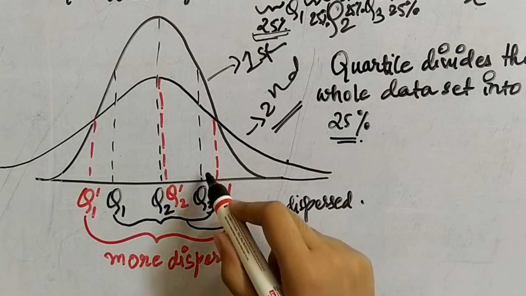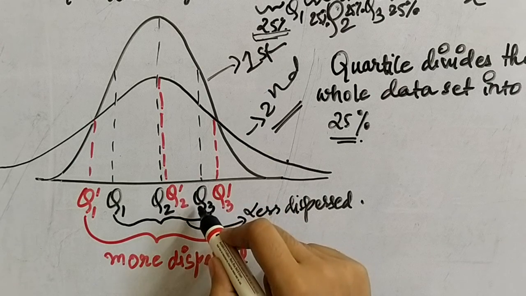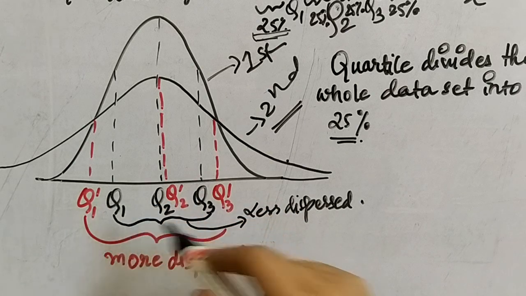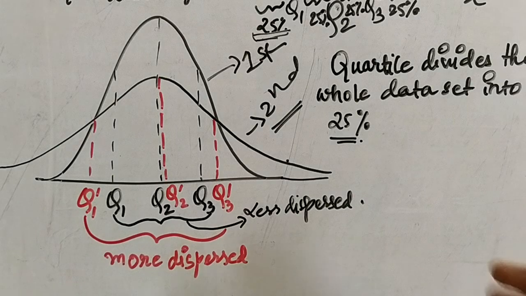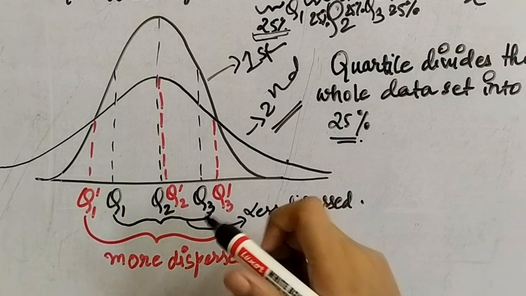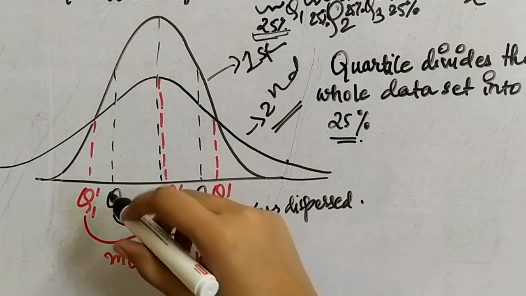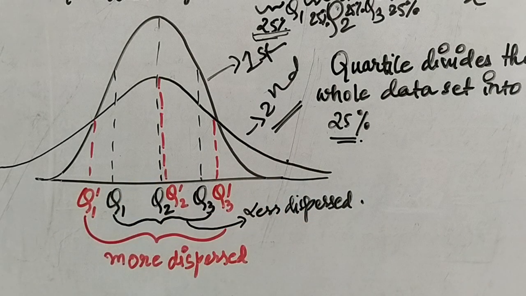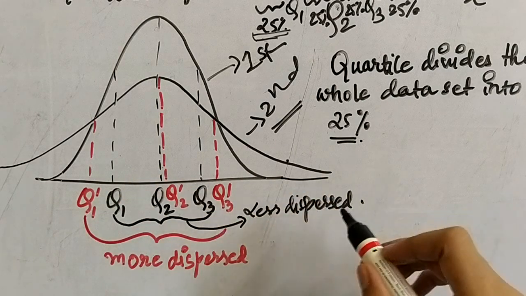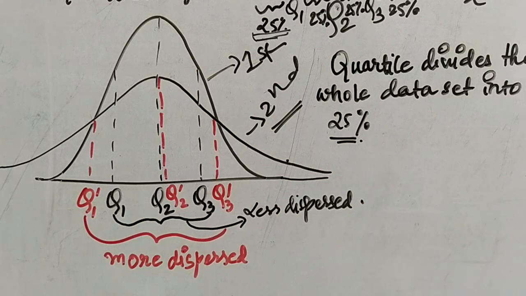Whenever you subtract quartile 1 from quartile 3 for the first distribution, you will get a much lesser value than Q3 dash minus Q1 dash. And it's quite obvious, if the difference of the values is greater, then after dividing it by 2 you will get the greater value, right? So in this way you calculate the quartile deviation, and this is how quartile deviation helps you get an idea of the dispersion of the whole distribution.